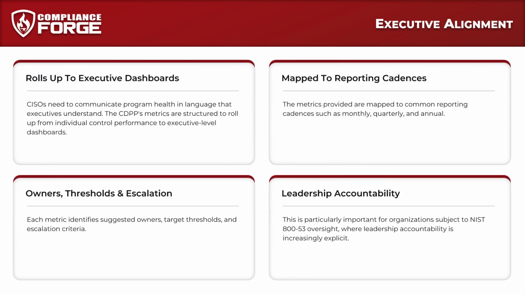For CISOs, the CDPP includes metrics that are designed for executive reporting. CISOs need to communicate program health in language that executives understand, and these metrics are structured to roll up from individual control performance to executive-level dashboards. The metrics are mapped to common reporting cadences such as monthly, quarterly, and annual. And each one identifies suggested owners, target thresholds, and escalation criteria. This is particularly important for organizations subject to NIST 853 oversight, where leadership accountability is increasingly explicit.